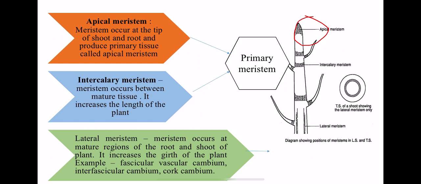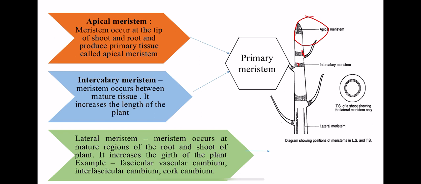Next is the intercalary meristem. The meristem that occurs between mature tissue is called intercalary meristem. Intercalary meristem helps in the increase of the length of the plant. So in this region, intercalary meristem occurs.